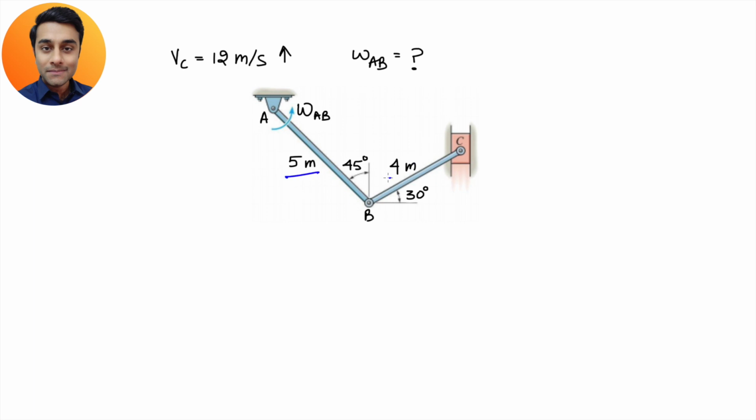The question has given you the length of the links. AB is 5 meter, BC is 4 meter. And what is the orientation of AB from the vertical, or you can also say from the horizontal, because if you know this angle, you can find out the other angle as well. So the orientation of link AB and BC is given to you in the question. What about this slider C? It has given you that this is moving with a speed of 12 meter per second in the upward direction.